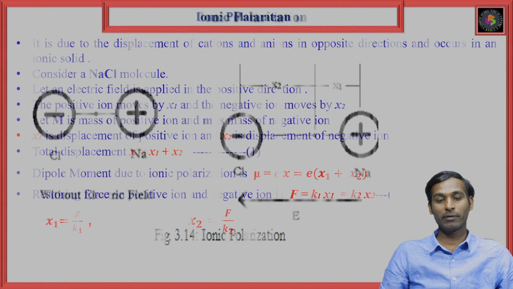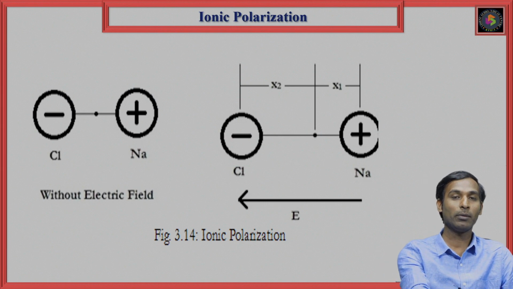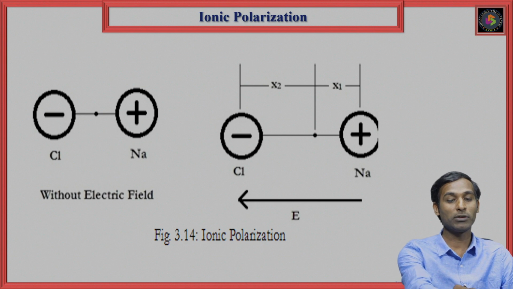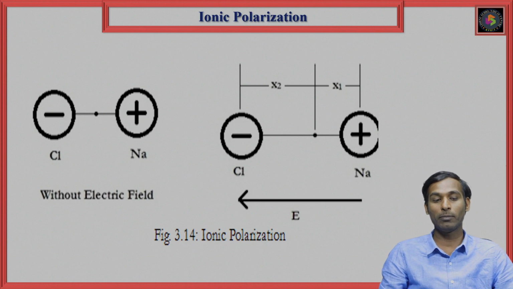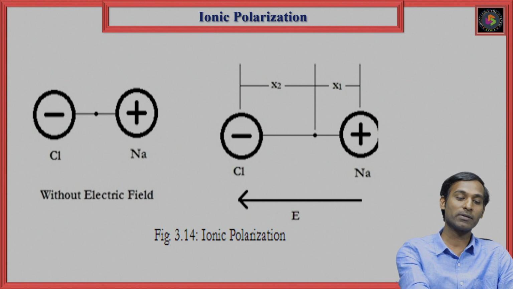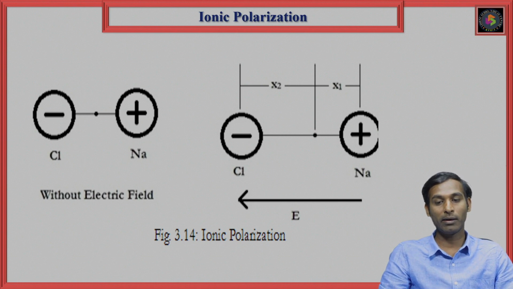Coming to the next slide, you can see the diagram here for ionic polarization. See here, I am taking about the dipole. One positive charge and one negative charge separated by some amount of distance is said to be a dipole. So in the absence of an external electric field, you can see here, positive and negative ions are placed in one particular direction.